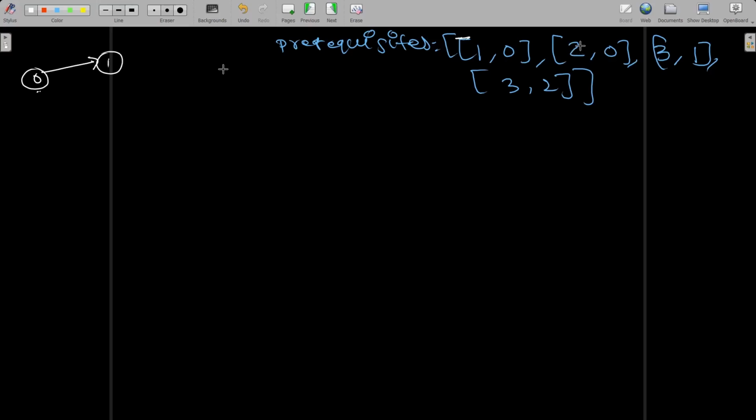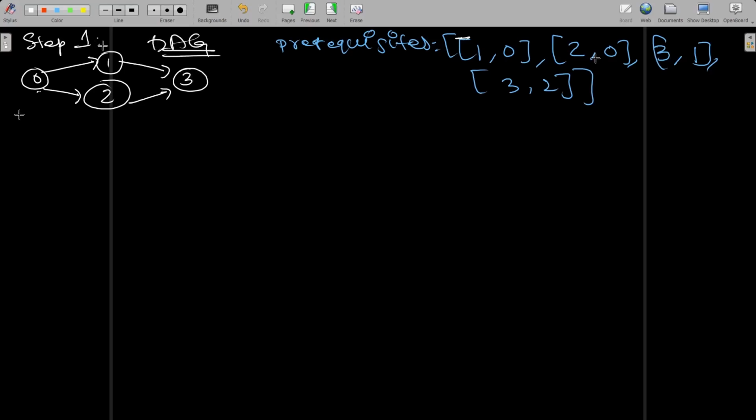Similarly, to take course 2, you need to take course 1. To take course 3, you need to take course 1, so you can draw something like this. And to take course 3, you need to take course 2, so you can draw something like this. So this is the very first step for us. Step 1: we created a DAG.